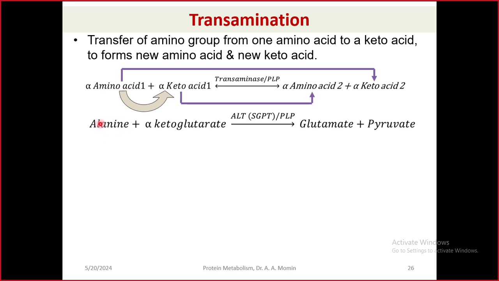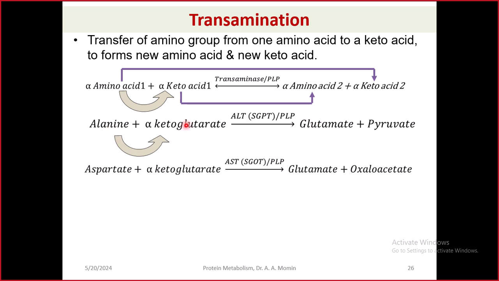And when the amino group from alanine is liberated, the carbon skeleton of alanine is converted to the alpha keto acid, that is pyruvate, and the alpha ketoglutarate, the keto acid, by accepting the amino group from alanine, is converted to the second amino acid, that is glutamate. So there is transfer of amino group from alanine to alpha ketoglutarate, and alanine is converted to pyruvate and alpha ketoglutarate is converted to glutamate.